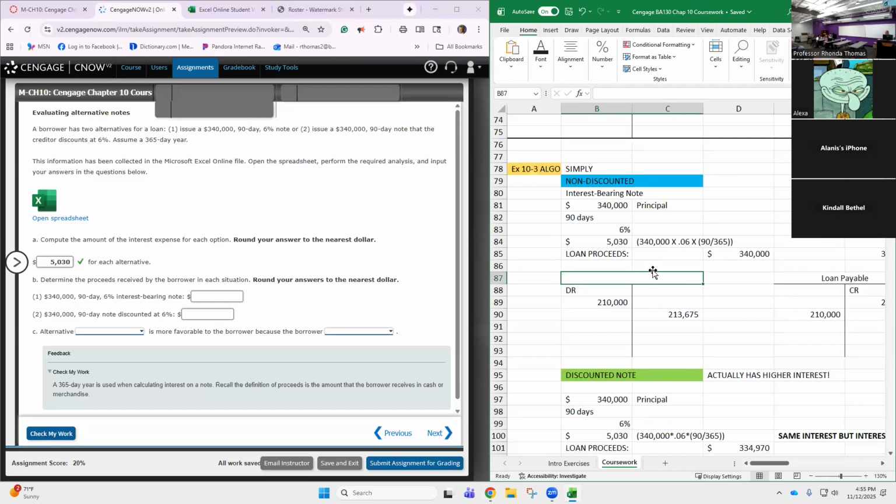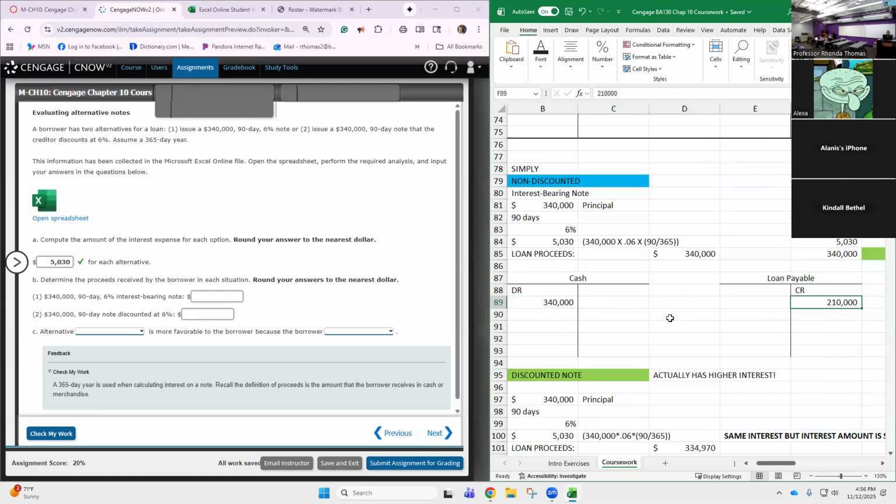Okay, when you get the loan proceeds from a non-discounted note, you're going to get all of that cash. Mine was $340,000. When I record that amount of cash coming in, because we're borrowing it from probably a financial institution, that makes my cash $340,000. If it's interest bearing, you're receiving the entire face of the note from the lender.